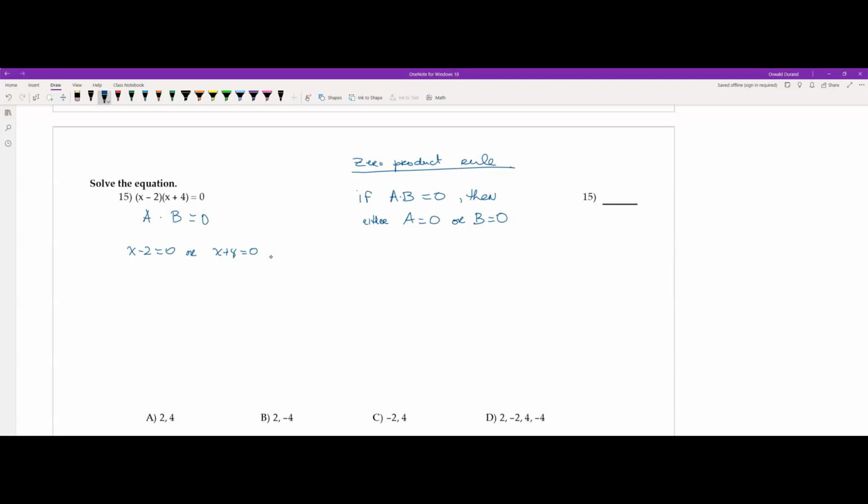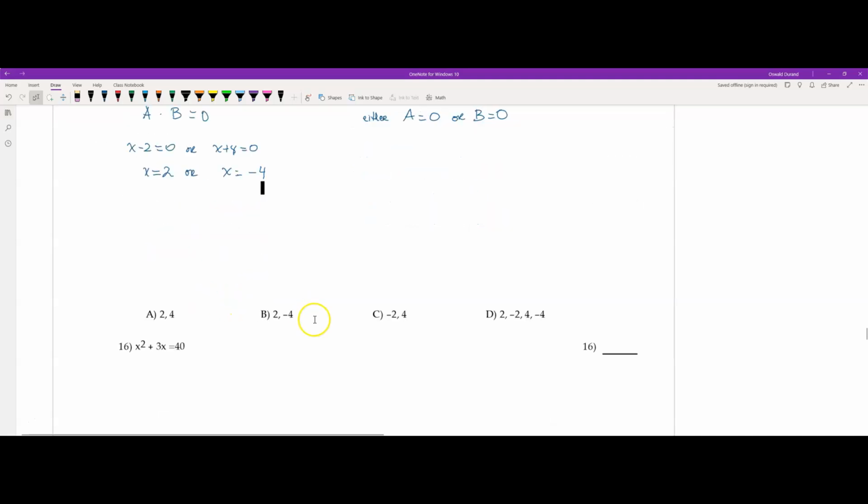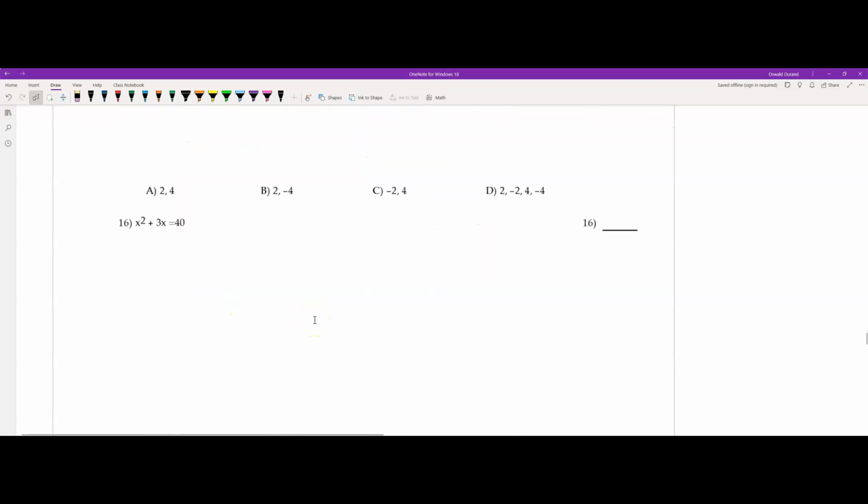And now I can solve for x minus 2 because it's a linear equation, right? So we know how to do that. So therefore, x is equal to positive 2, or x equal to negative 4. Okay? And that's it. That's all we have to do. So that's going to help us a little bit later in solving some more complex polynomials. All right, so let's move on. All right. So that's going to help us solve this one.